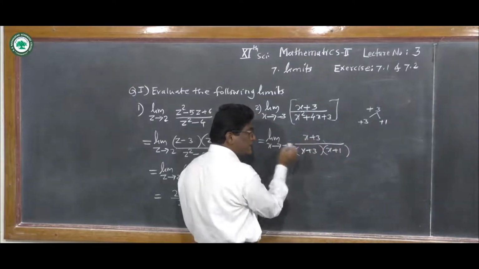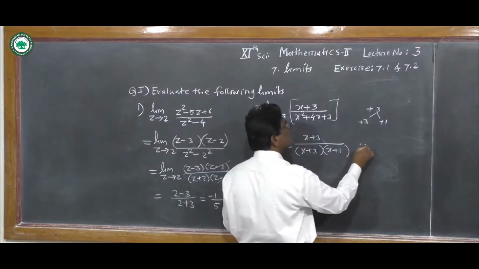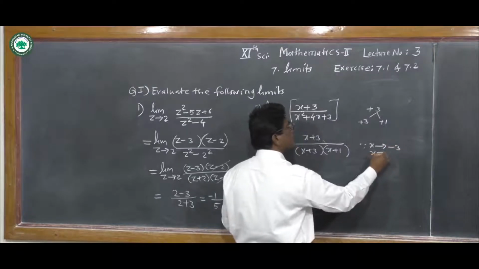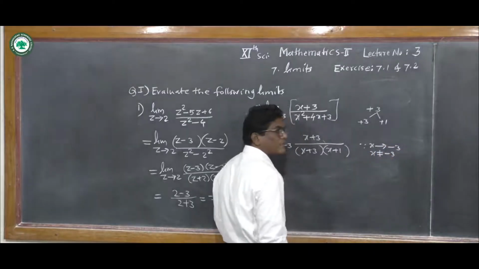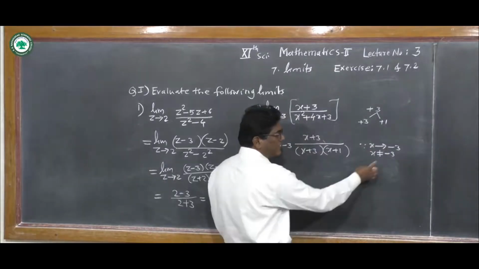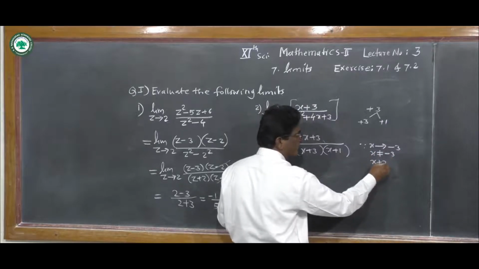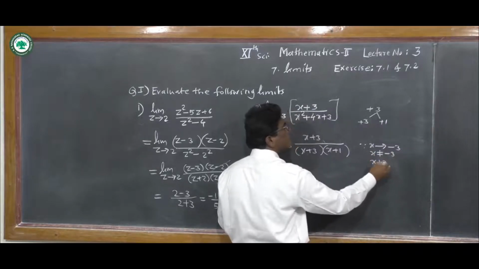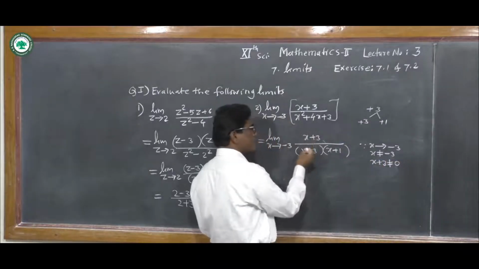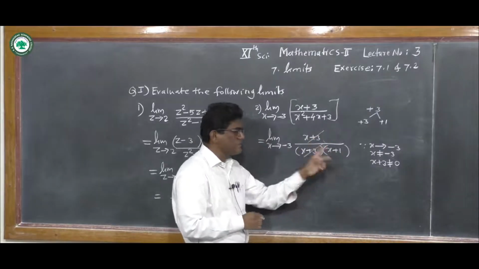And now we cancel this x plus 3. But before cancelling, we write that since x tends to minus 3, therefore x not equal to minus 3. Remove this tends to sign and write not equal to. Then carry it to the left hand side, we get x plus 3. When we carry it to the left side, it becomes plus. So x plus 3 not equal to 0. And then we cancel this x plus 3 and x plus 3. Now 1 upon x plus 1 remains.